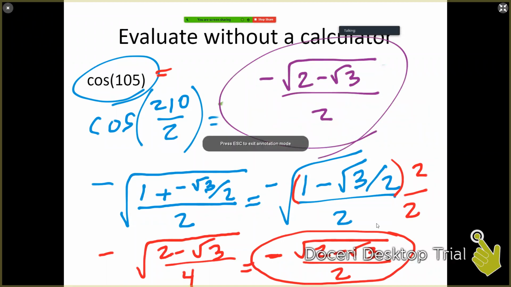Wait, can you explain why the denominator went from 4 to 2?